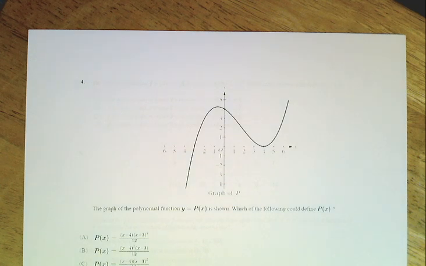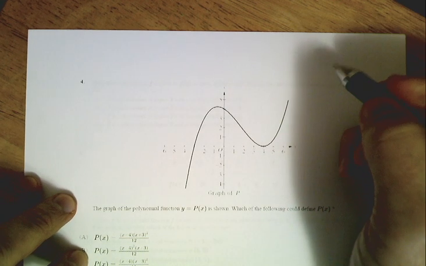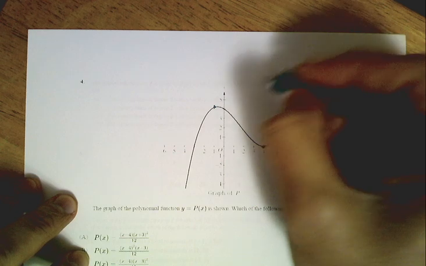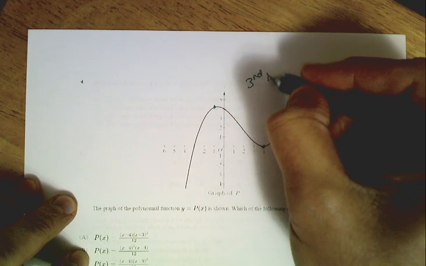Page 2. The graph of the polynomial function p of x is shown. Which of the following could define p of x? So let's see, what do we know? This says 1, 2 turning points, so we know it should be at least a third degree.